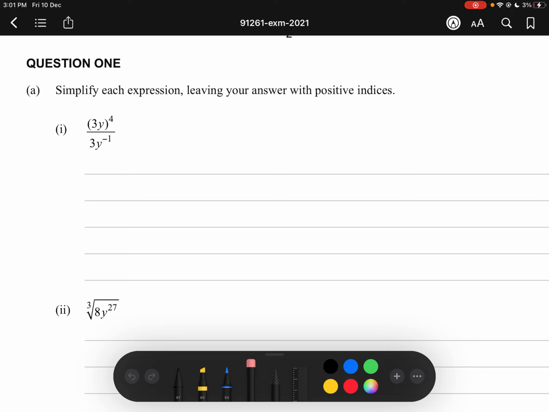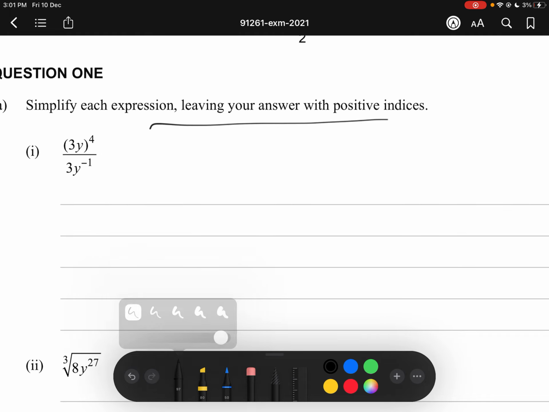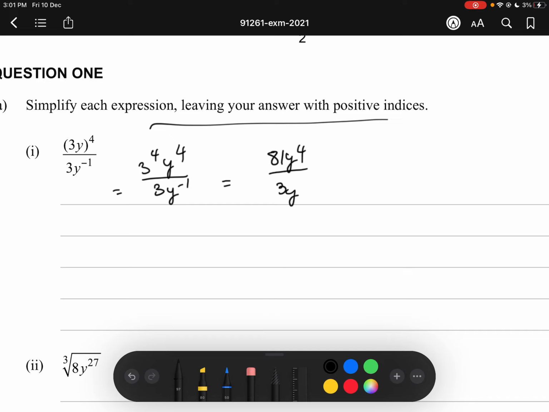Alright, so question 1, simplify each expression, leaving your answer with positive indices. In this case, we're just going to simplify the numerator first. We have 3y to the power 4, so everything inside the bracket is going to be raised to the 4th power. So this is equal to 3 to the power 4 times y to the power 4, divided by 3 times y to the power negative 1. And 3 to the power 4 is 81, times y to the power 4 divided by 3 times y to the power negative 1.